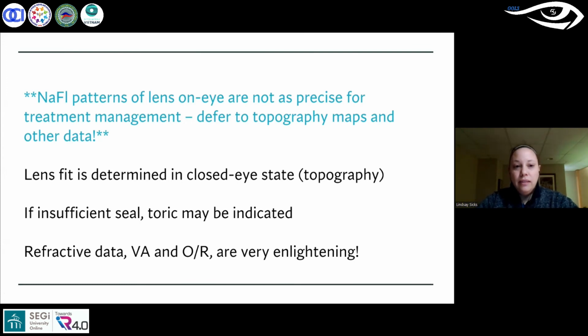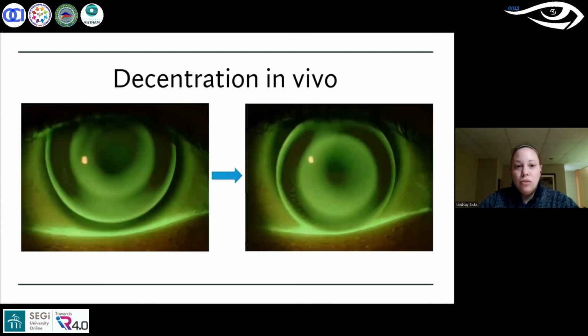And so again, the lens fit is determined by the closed eye state, and we're able to gauge how that works through doing corneal topography. If we look at that in combination with our refractive data, our visual acuity, and our over-refraction, that can be quite informative as to how we're doing in terms of treatment. So I'll just show you some photos of a decentration.